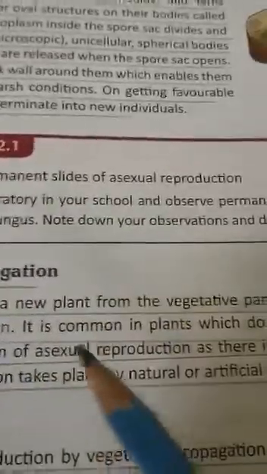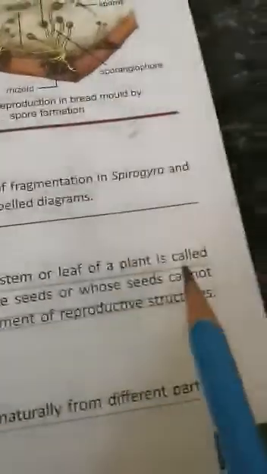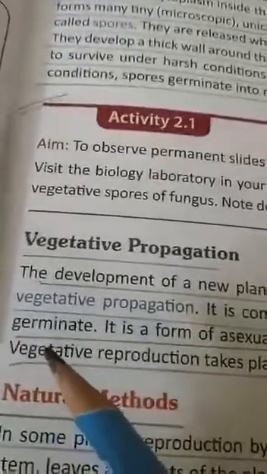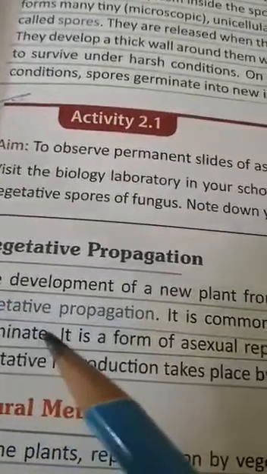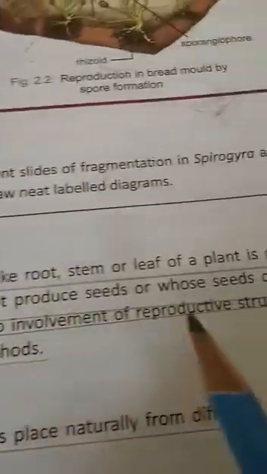Okay. Now it is common in plants which do not produce seeds or whose seeds cannot germinate. Vegetative propagation is mostly used. So it is a form of asexual reproduction, as there is no involvement of the reproductive structure, that is the flower.